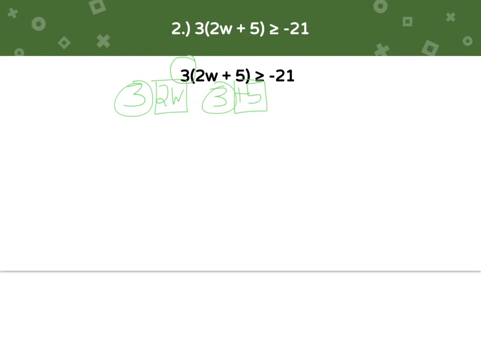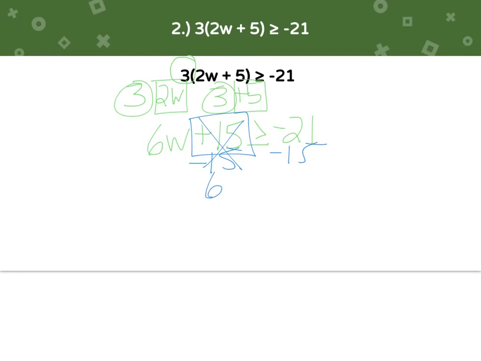A positive 3 times a positive 2w is 6w. A positive 3 times a positive 5 is a positive 15. The sign is greater than or equal to, and the answer negative 21. Now it's time to undo the plus 15 by subtracting 15 from both sides. That cancels out the plus 15 and leaves 6w is greater than or equal to.